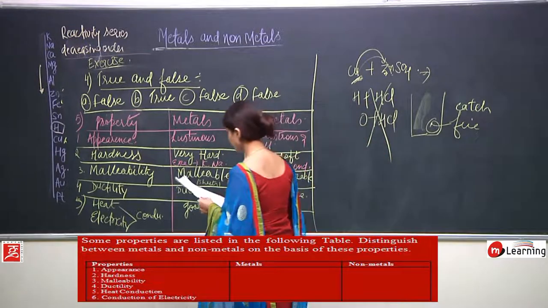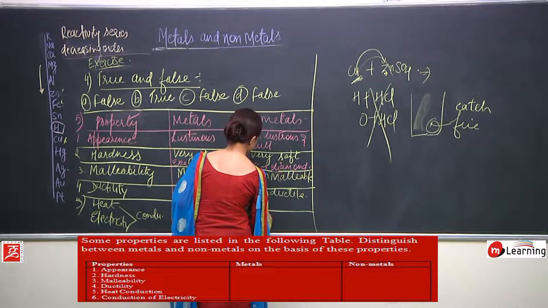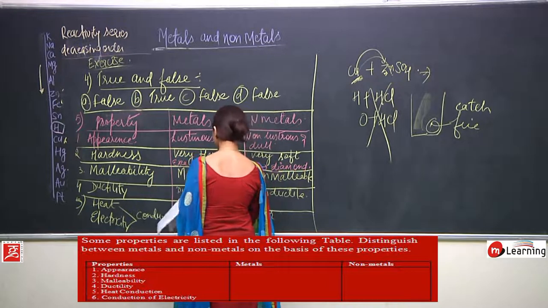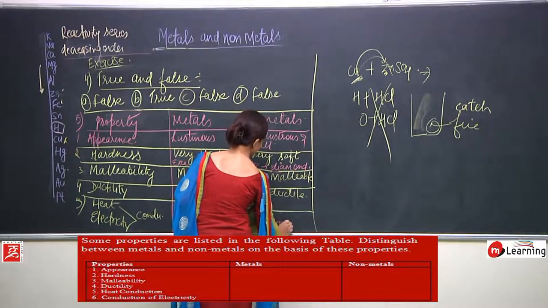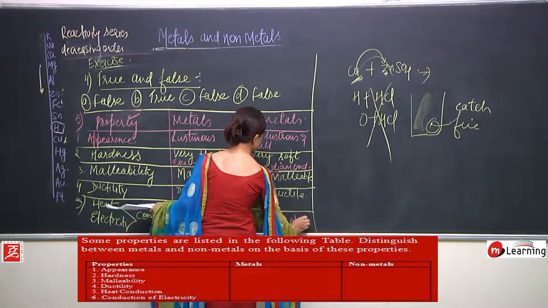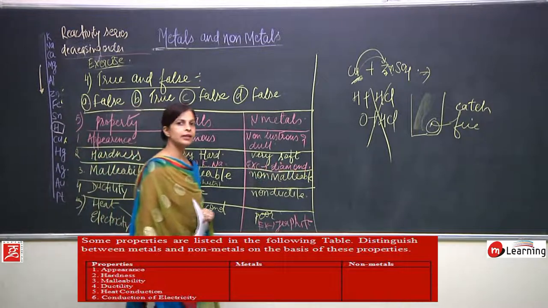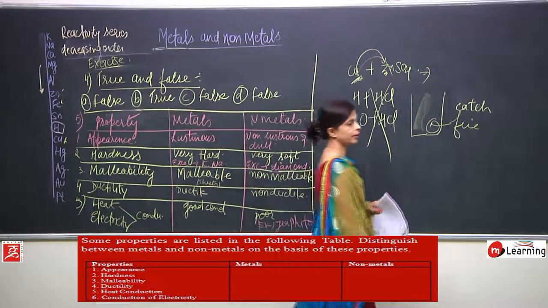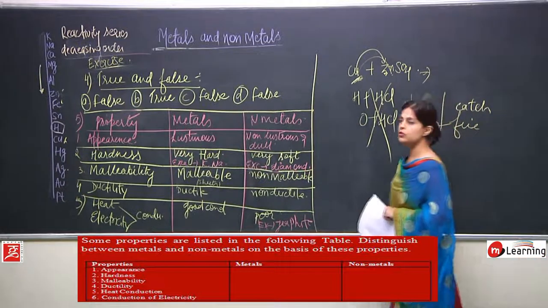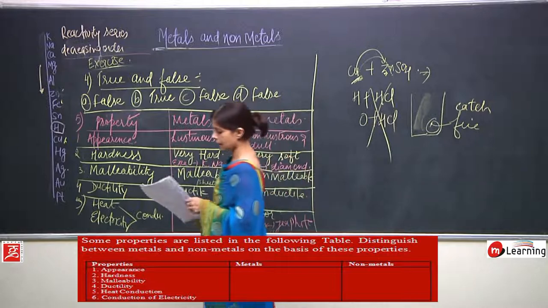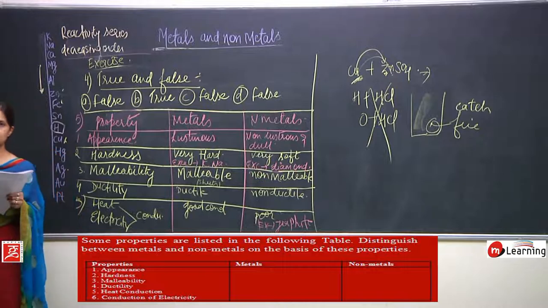So always mention it over here. Now here, they are poor conductors, but again a very important point. The exception here is graphite. This graphite is a wonderful conductor, a very good conductor, and so it is also used to make electrodes. Yes, this was about your fifth question.